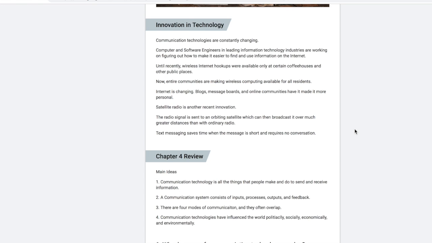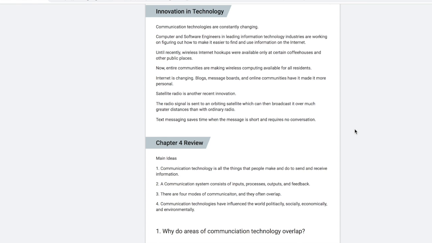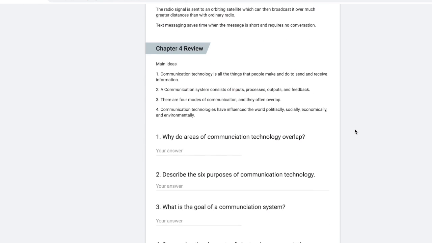The internet is changing. Blogs, message boards, and online communities have made it more personal. Satellite radio is another recent innovation. The radio signal is sent to an orbiting satellite, which can then broadcast it over much greater distances than with ordinary radio. Text messaging saves time, but the message is short and requires no conversation.